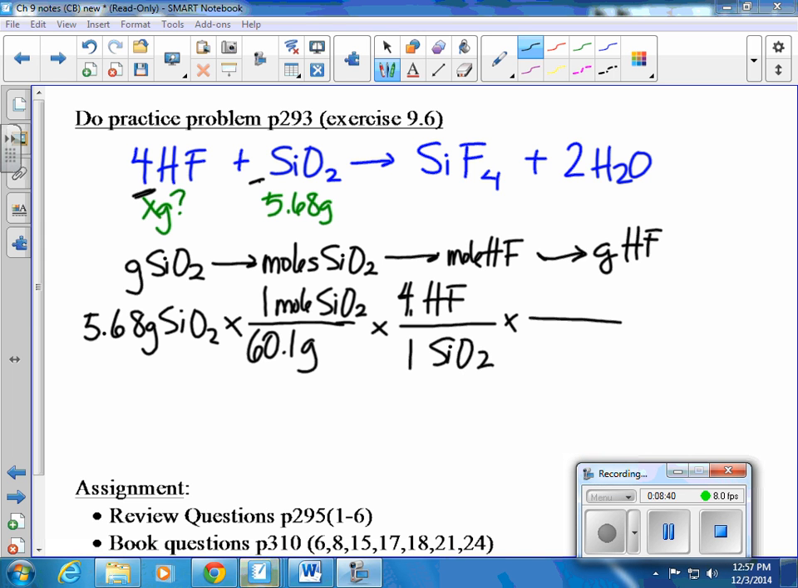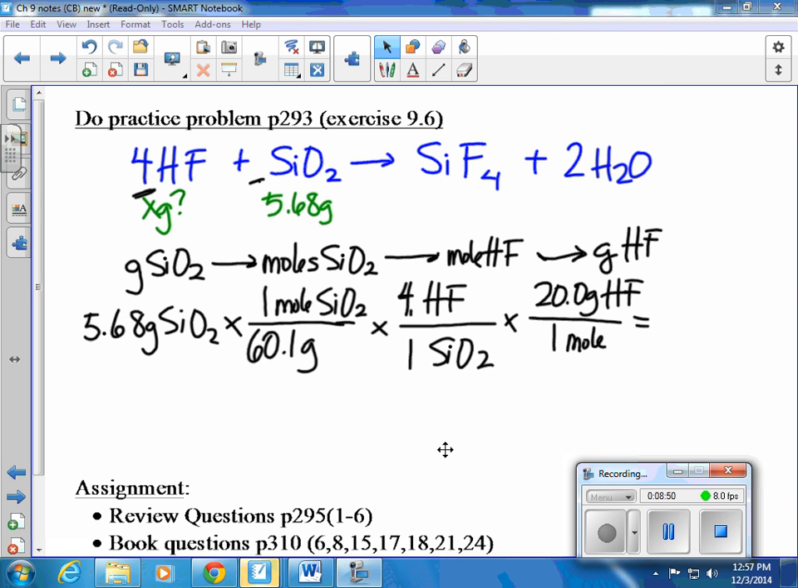And my last step is I need the molar mass of HF, which is going to be 20.0 grams in 1 mole. Okay, let's check our units. You guys can see that I have grams on top, grams on bottom, moles of silicon dioxide canceling with moles of silicon dioxide, moles of HF canceling with moles of HF here.